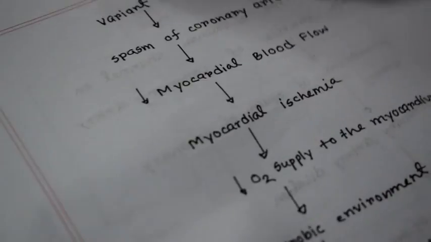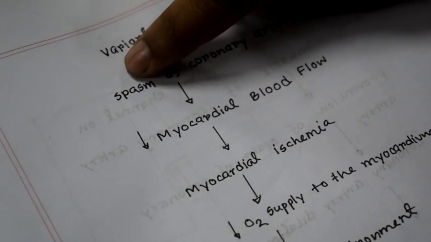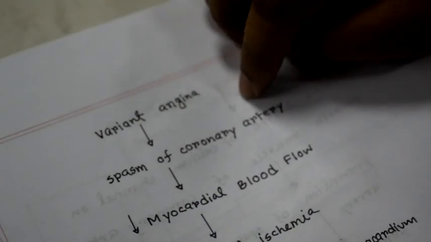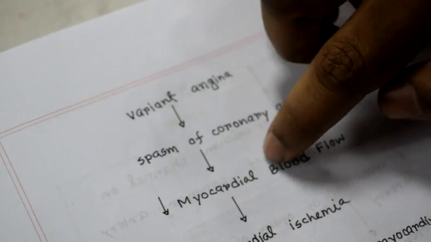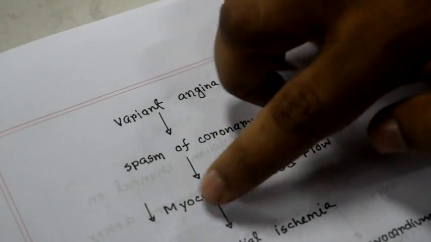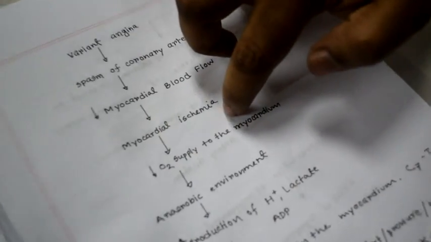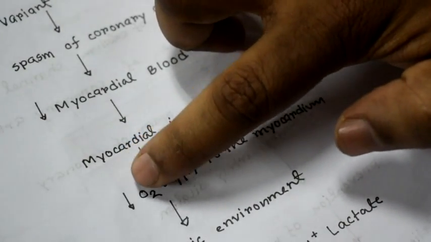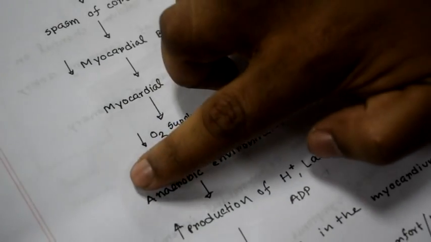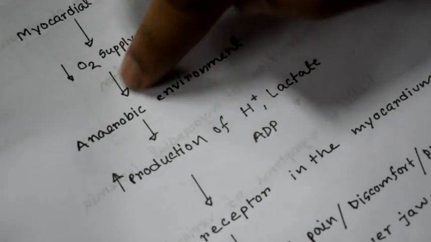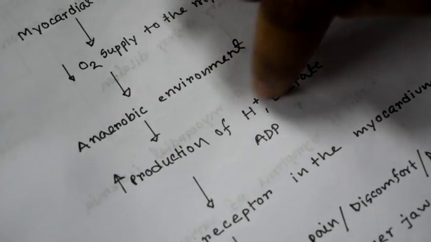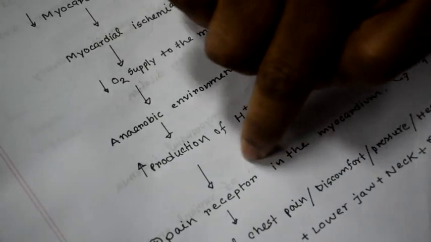So what happens in variant angina? There is spontaneous episodic spasm of the coronary artery. This spasm leads to decreased myocardial blood flow. Decreased myocardial blood flow leads to myocardial ischemia and myocardial hypoxia. That means there is decreased supply of oxygen and nutrition to the myocardium. When the oxygen and nutrition supply to the myocardium is decreased, anaerobic processes occur in the myocardium, and during anaerobic metabolism there is production of lactic acid and adenosine diphosphate.